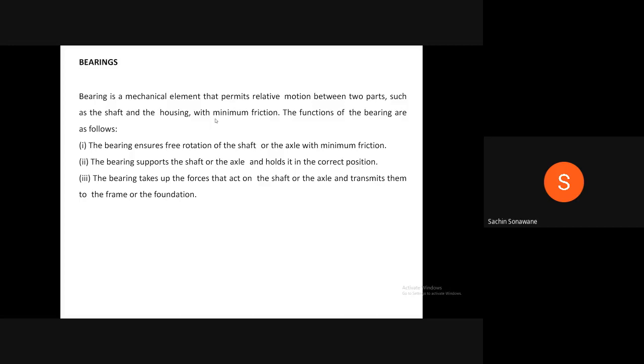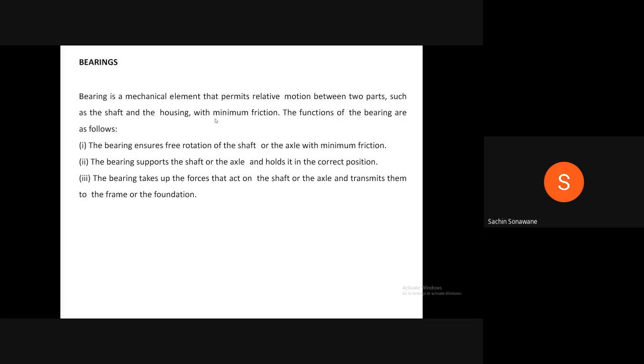Now, bearing. Already I told you bearing means it is the one element or part in the machine which is used to support the rotating part. Therefore, bearing is a mechanical element that permits relative motion between two parts, such as the shaft and the housing, with minimum friction.